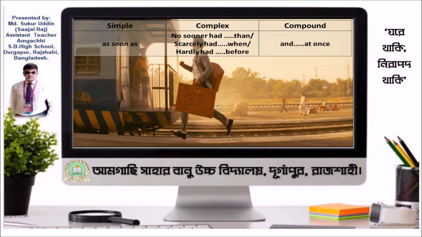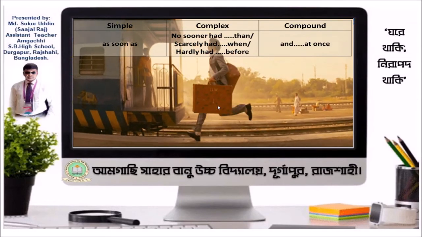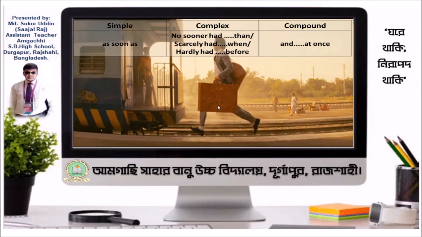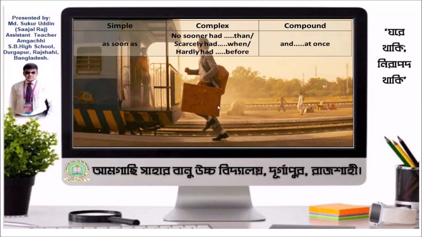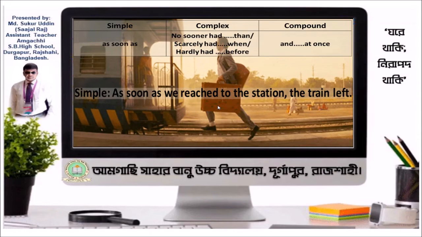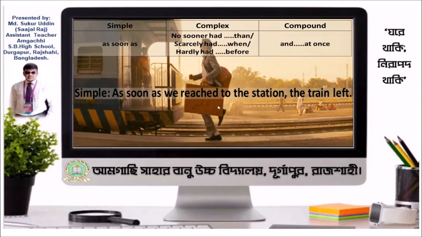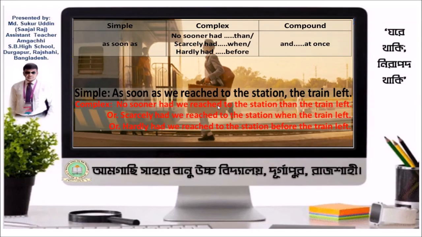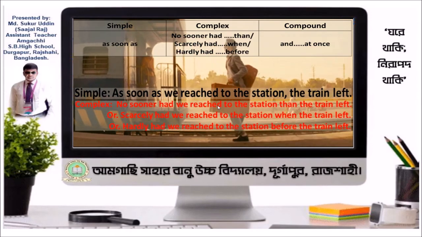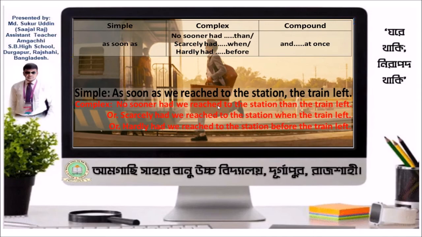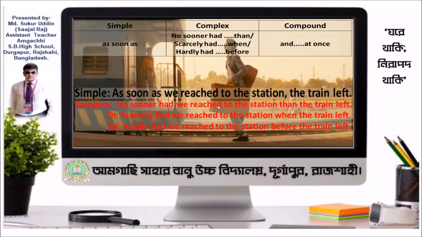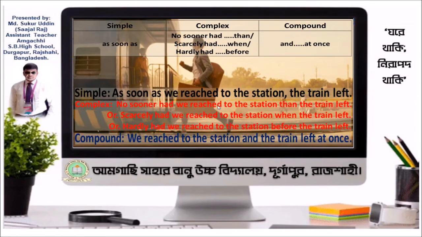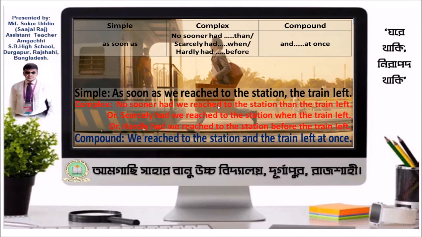Look at "as soon as" for the simple, "no sooner had... than" or "hardly had... when" or "hardly had... before" for the complex, and "and... add-ons" for the compound. So let's see the first simple sentence: As soon as we reached to the station, the train left. Complex: No sooner had we reached to the station than the train left, or scarcely had we reached to the station when the train left, or hardly had we reached to the station before the train left. Compound: We reached to the station and the train left at once.